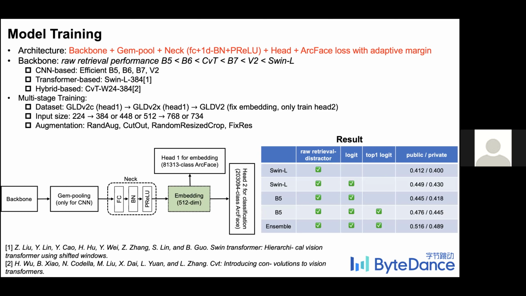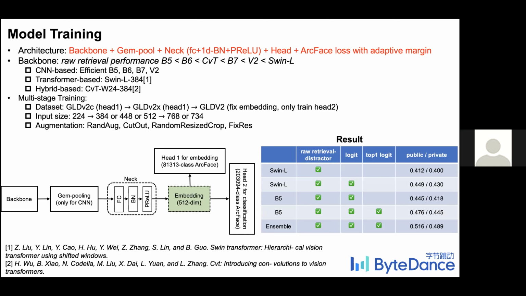Some results are shown in the right table. For Swin Large, adding the classification logit to the raw retrieval score can bring 0.03 improvement in private score. And adding the top 1 classification logit could bring 0.027 in private score for B5.